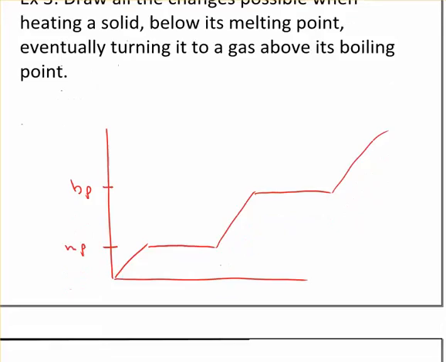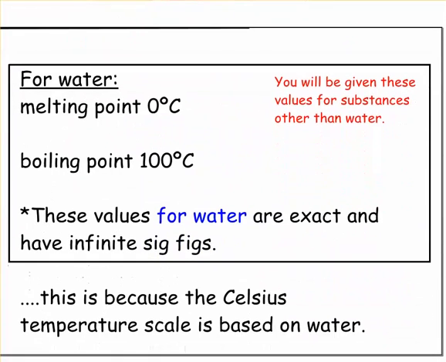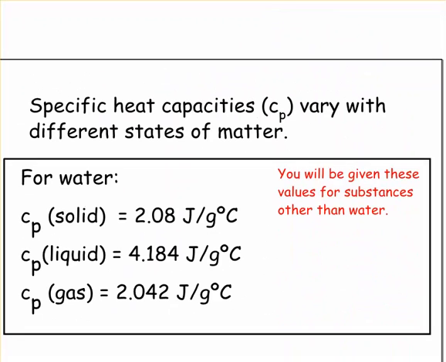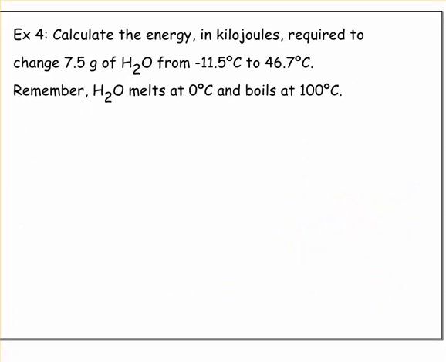To do that, we need to remind ourselves of some of these constants. For water, we melt at 0, boil at 100. Not true of every substance. We have the three specific heats for water as a solid, a liquid, and a gas. Remember, this is talking about... All right, so I want you now to think about this.